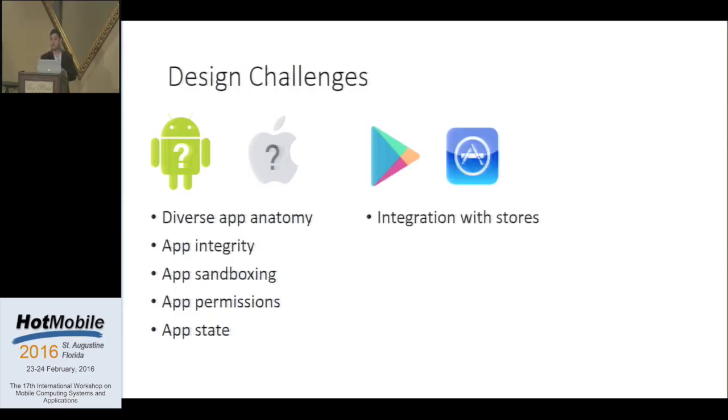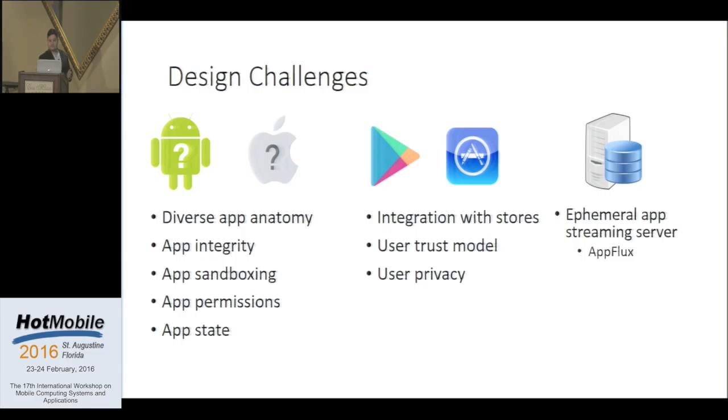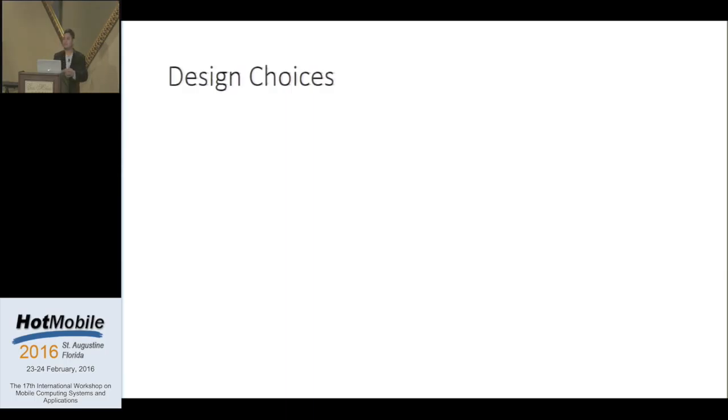On the Play Store side, you need to make sure that it is well integrated with app stores. User trust model: in a way, as end users, we trust native apps more than web apps or websites that we visit. And finally, user privacy, because once you know what app components are being fetched for a particular app, you can very easily infer what the user is trying to do with that app. In terms of server, you basically need an app streaming server somewhere, probably at a cloudlet. And finally, you need mechanisms to manage app repositories. There has been our previous work that talked about that. What choices do we actually have to design this system?